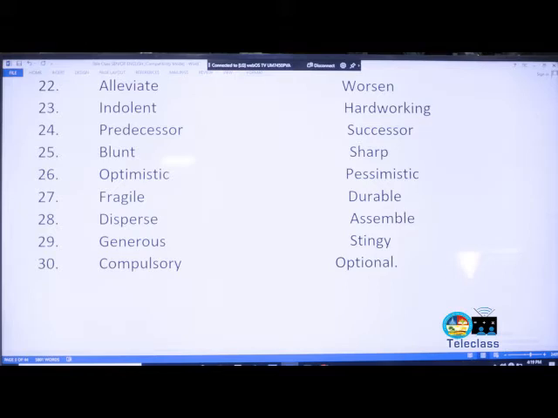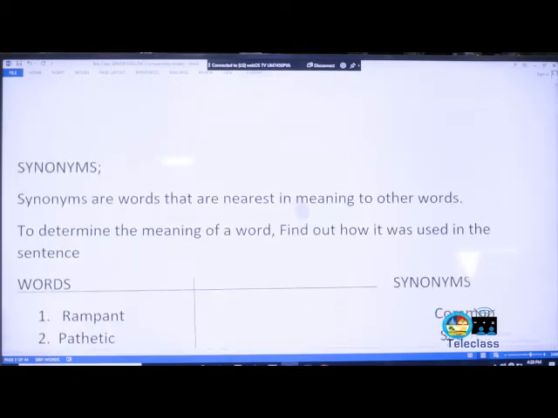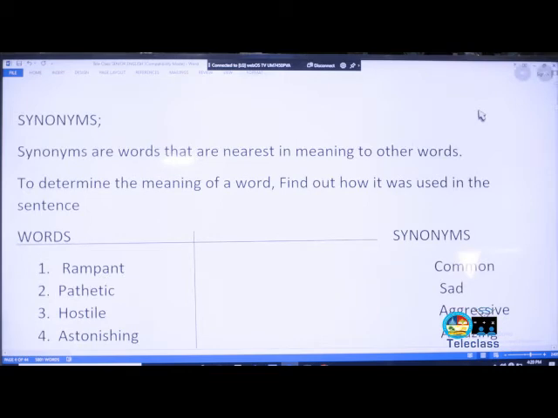So we go over to the next one, which is synonyms. What are synonyms? Synonyms are words that are nearest in meaning to other words. To determine the meaning of a word, first we have to know how it was used in the sentence. So for synonym, you don't just take the meaning of the word the way you know it before, but you have to check how it was used in the sentence. So let's take some examples.